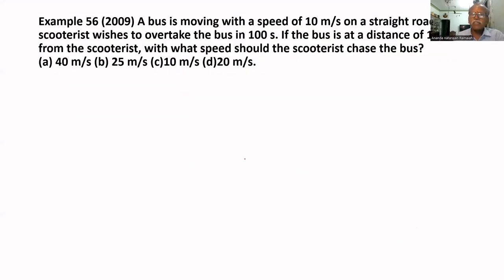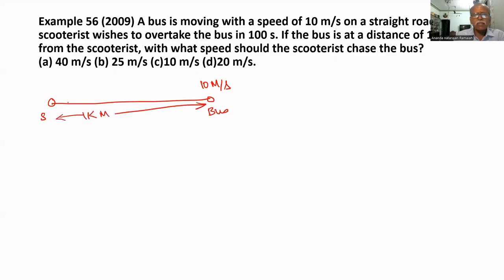A bus is moving with a speed of 10 meters per second. A scooterist wishes to overtake. Scooter is here. That is 1 kilometer away from the bus.